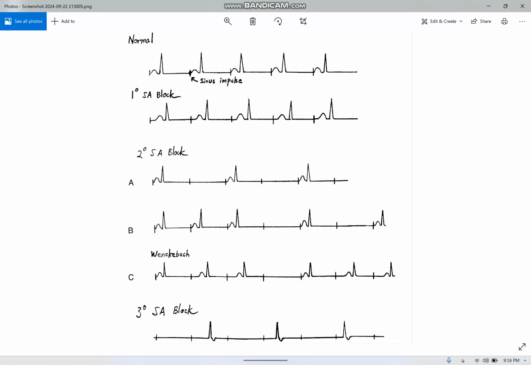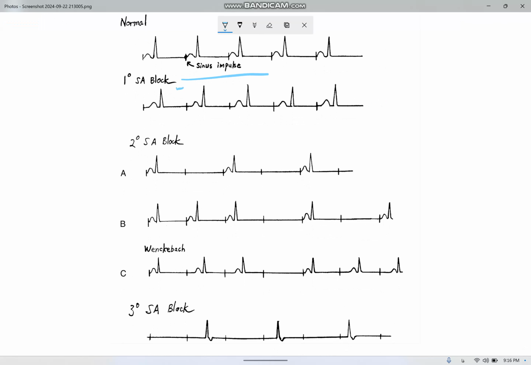On the top, you can see some black lines in the beginning of the P waves. We call it sinus impulse. As you notice, there is no space between sinus impulses and P waves in a normal ECG. But these intervals are increased when there is a first degree SA block. Of course, sinus impulses are not seen in a surface ECG, so first degree SA block cannot be identified by a surface ECG.